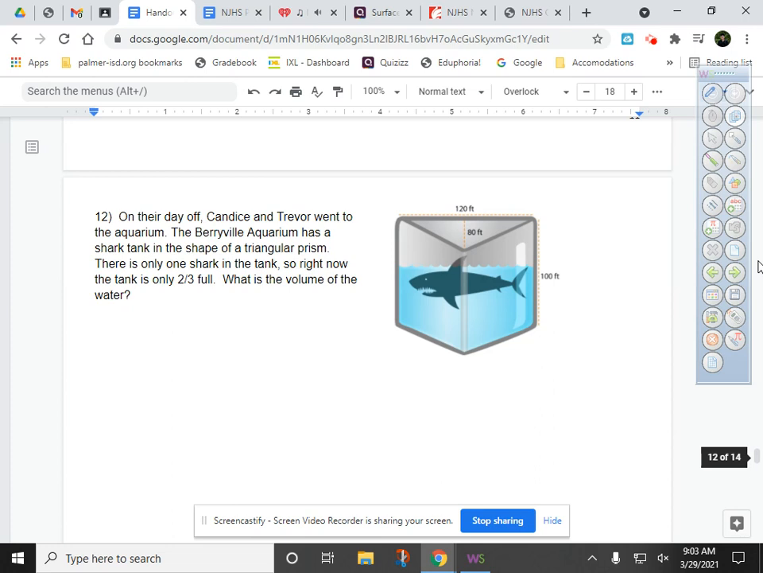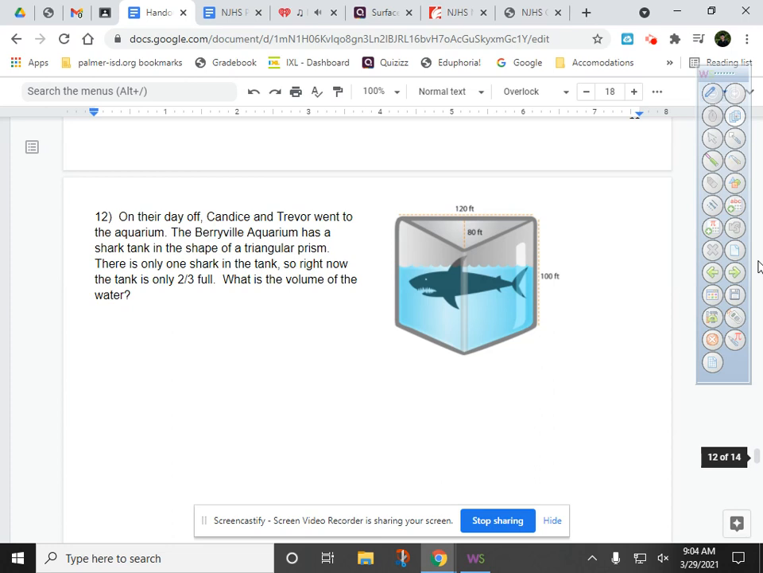What are you going to have to do? First, find the area of the base. Yes, but why are you finding that? To find the volume. And then what are you going to do since it's only 2/3 full?